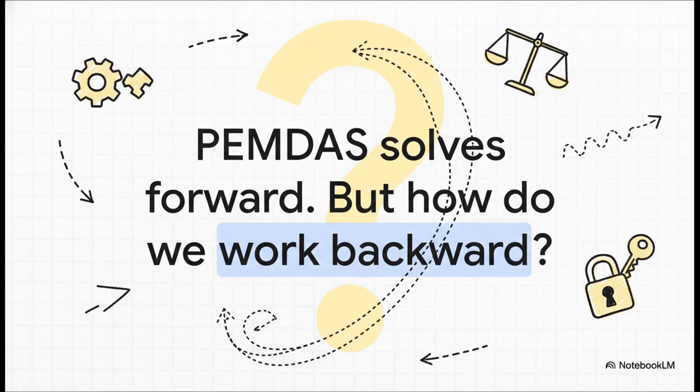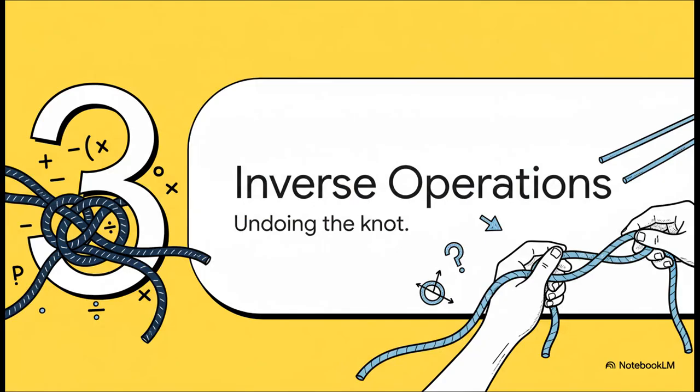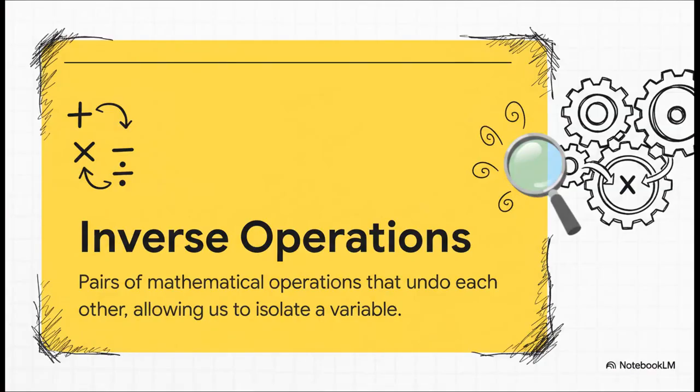So that's awesome. We now know how to follow the rules and go forward. But, in algebra and physics, a lot of the time you already know the answer, but you're missing one of the pieces. So how do you work backward to figure out what that is? Well, this is where a cool concept called inverse operations comes into play. If PEMDAS is how you tie a complicated mathematical knot, then inverse operations are how you carefully untie it to find what's hidden inside. Inverse operations are really just pairs of functions that cancel each other out. Their whole job is to let us peel away all the other numbers in an equation so we can get that one unknown value, or x, all by itself.